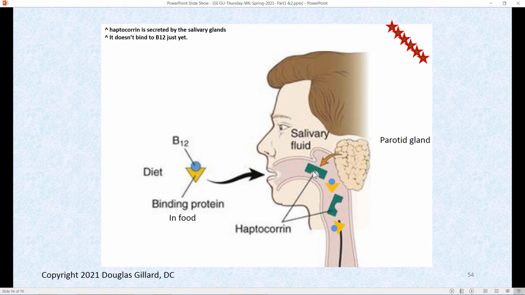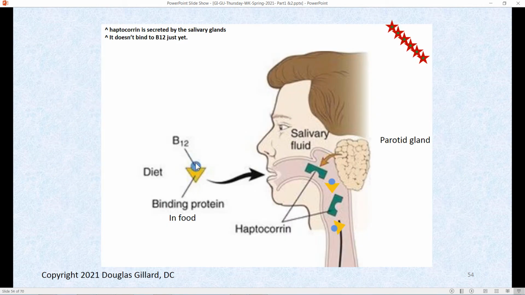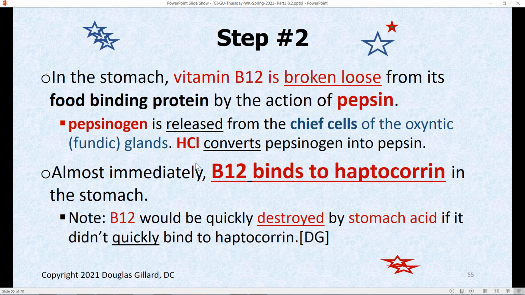Why? Food binding protein is holding on to B12 too strongly. All right. Step 2. So now we're in the stomach. In the stomach, finally vitamin B12 is broken loose from food binding protein. How does that work? Pepsin does that. Pepsin is very important.